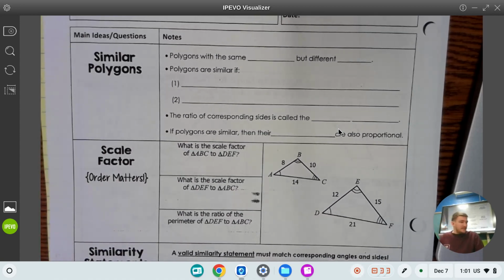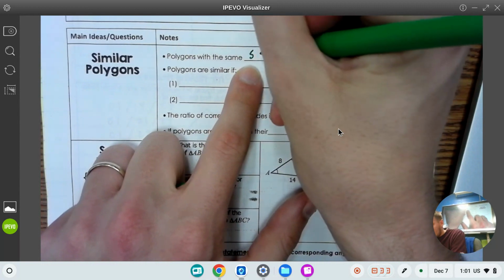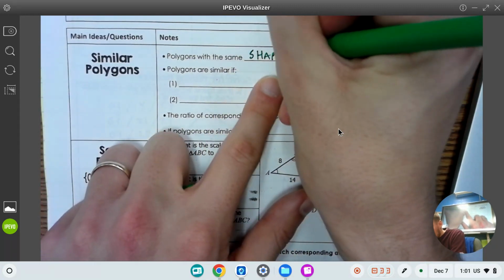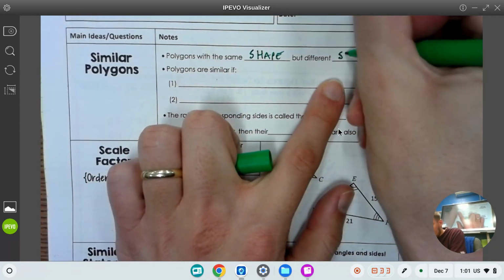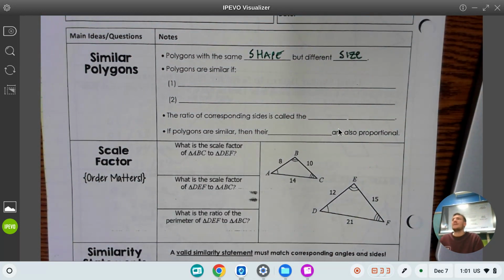Similar polygons. Getting right into it. Similar polygons are polygons with the same shape but different size. Okay? So imagine if I had a Statue of Liberty on my desk. It's not going to be the giant Statue of Liberty that's in New York, but it's going to be a similar Statue of Liberty.